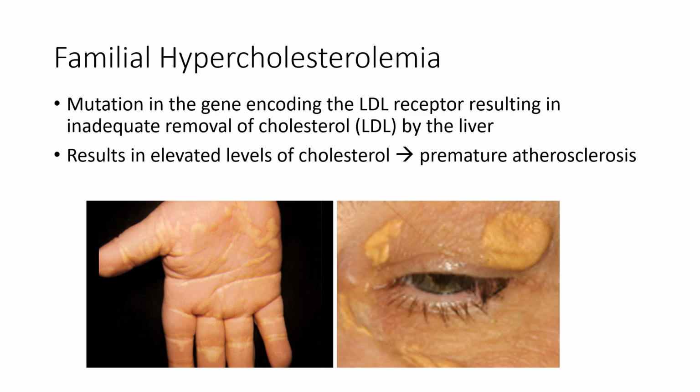This is another autosomal dominant disorder, but with a completely different mechanism. The mutation affects the LDL receptor, meaning the liver can't adequately clear LDL cholesterol from circulation. The result is chronically elevated cholesterol, which leads to premature arteriosclerosis, often at a very young age.